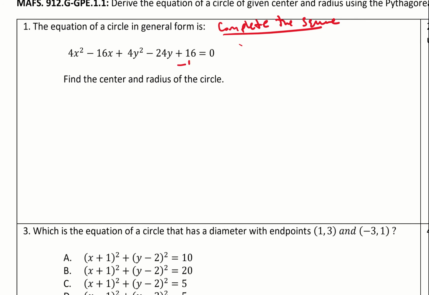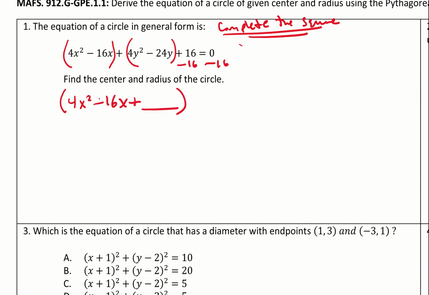First thing you want to do is move the constant over to the right-hand side. Get all the variables to one side. Okay, so then I'm going to group these together like this, all right? And I'm going to leave some room. So we got 4x squared minus 16x plus, leave yourself some room to complete the square, plus 4y squared minus 24y plus, leave yourself some room to complete the square, is equal to negative 16.